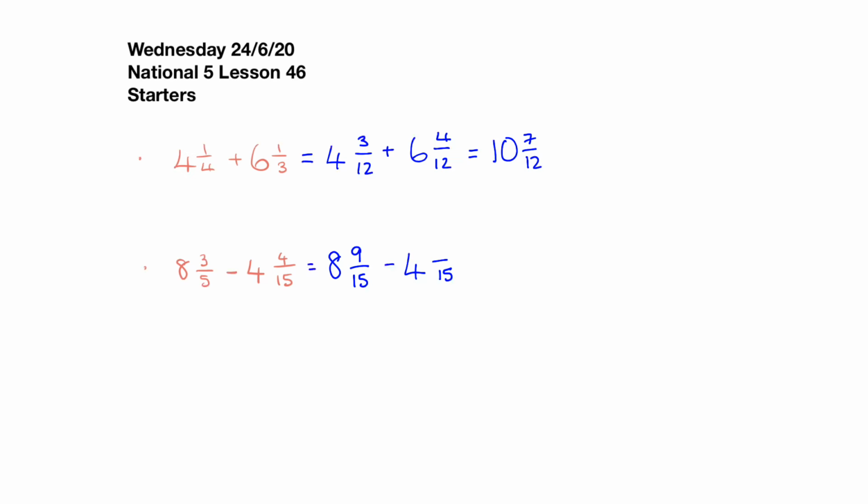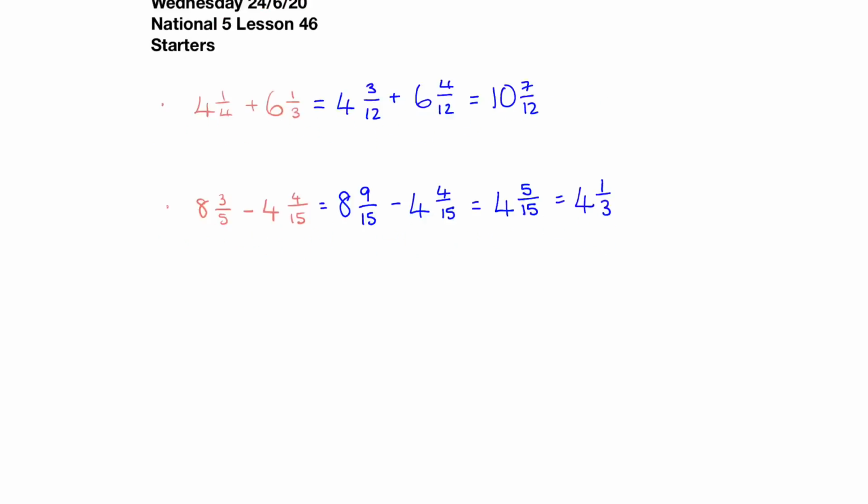So that would be 9, that stays a 4. So 8 take away 4 is 4 and 5/15, but hang on a minute, because you should notice that 5/15 will simplify. So we've got 4 and 1/3.